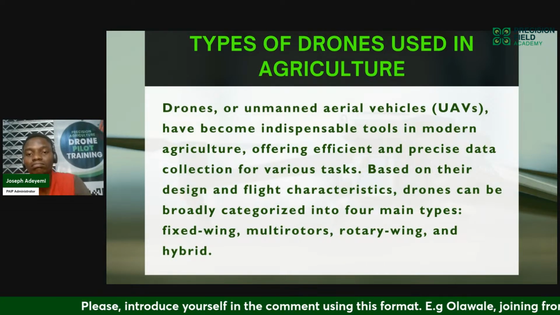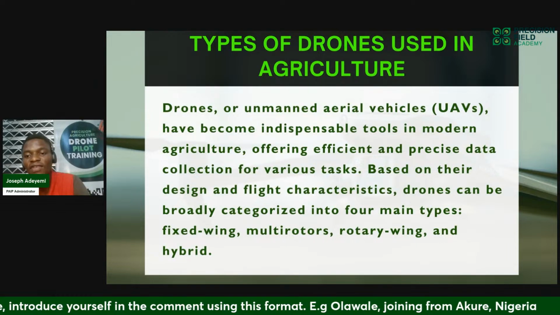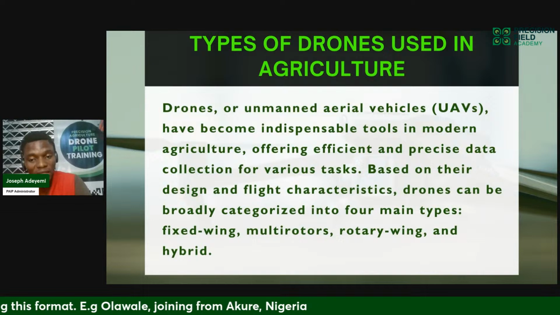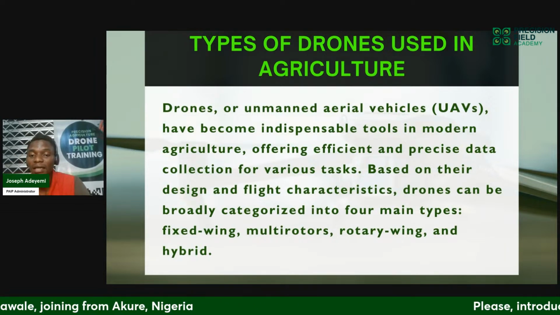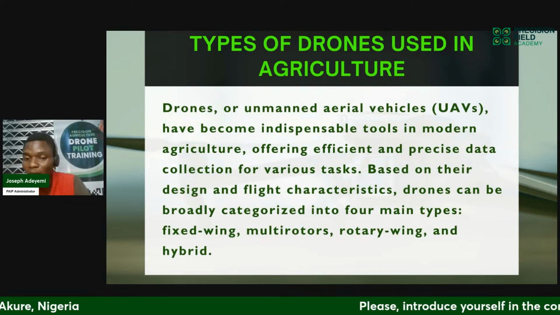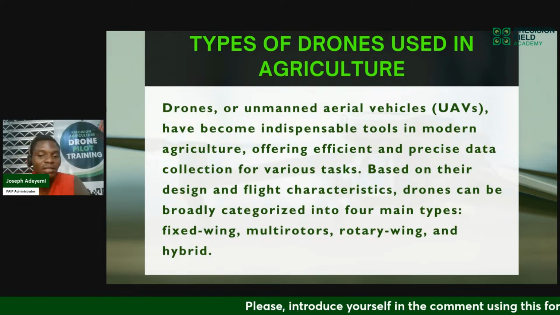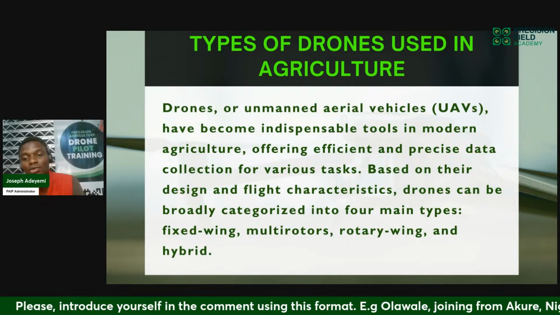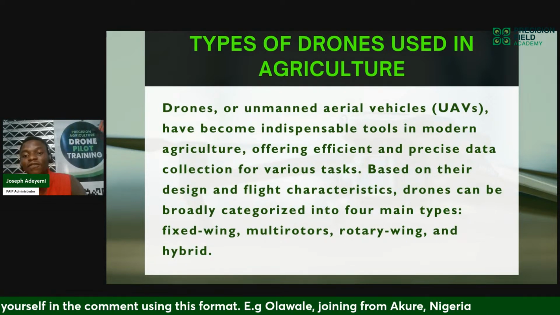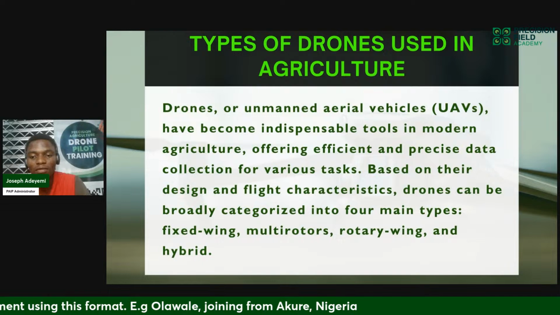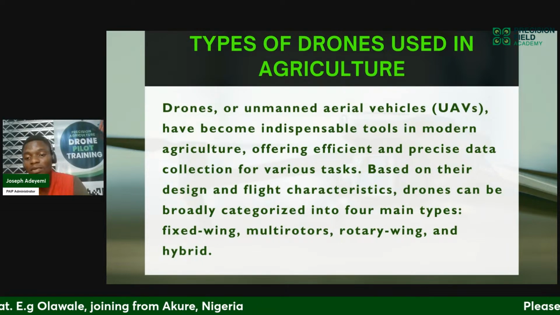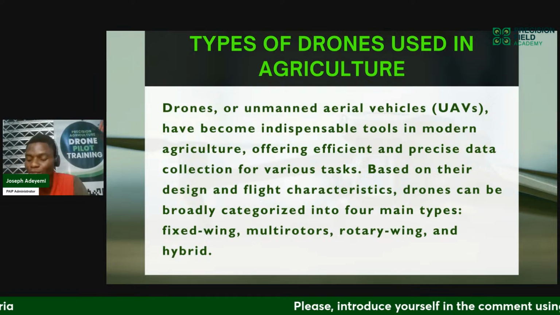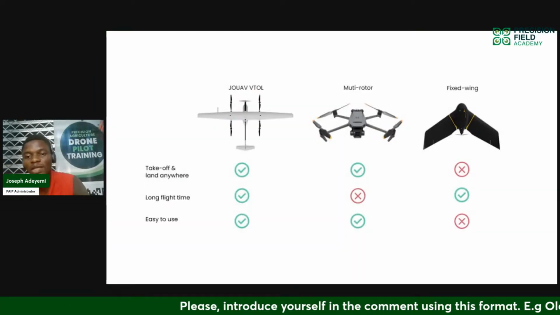All right, so drones, unmanned aerial vehicles, have become an indispensable tool in modern agriculture, offering efficient and precise data collection for various tasks. Based on design and flight characteristics, drones can be broadly categorized into four main types: the fixed wing, the multi-rotor, the rotary wing or rotorcraft, and the hybrid. So we're going to look at them.